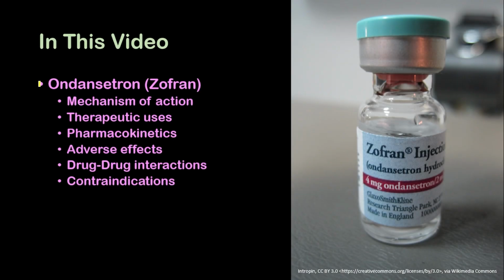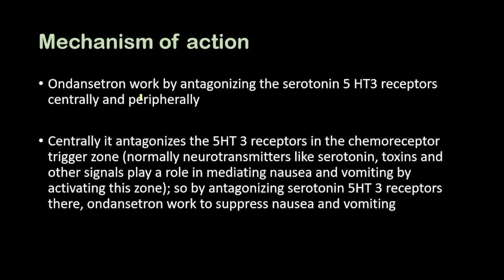So in our discussion about Ondansetron with the trade name of Zofran, we will cover topics including its mechanism of action, therapeutic uses, pharmacokinetics, adverse effects, drug-to-drug interactions, and contraindications. So Ondansetron works by antagonizing the serotonin 5-HT3 receptors centrally in the brain and peripherally.